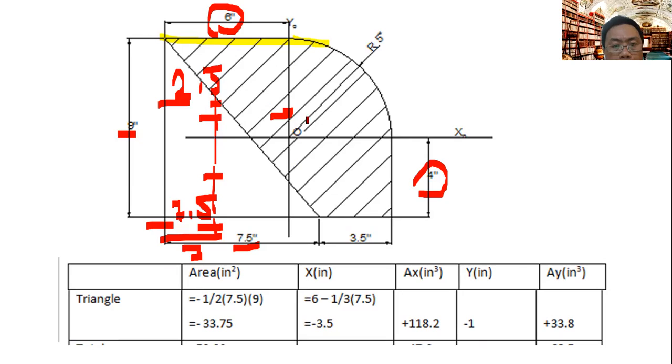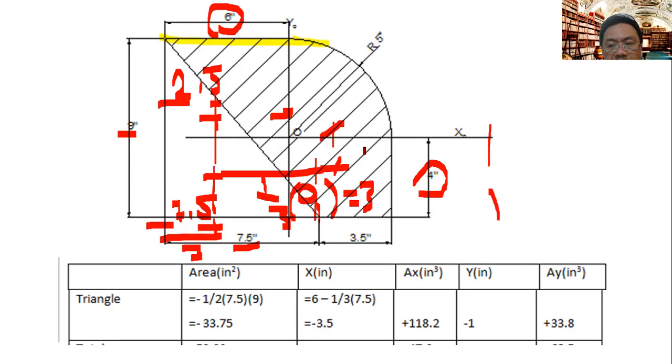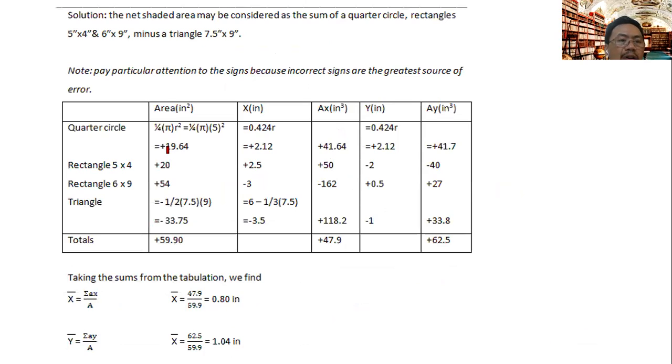Then you have Y. Okay, what is the centroid? Coming from 0, going down. This is 9. Okay, take note. This one is 4. Centroid is coming from here. This one is 1/3 of 9, which is 3. So meaning the remaining here is, if this is 4, the remaining here is 1. But it's negative 1 because it's going down. Multiplied by the area, negative 33.75, so that becomes your positive.